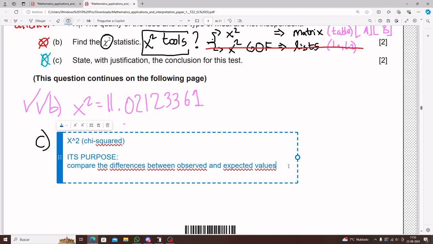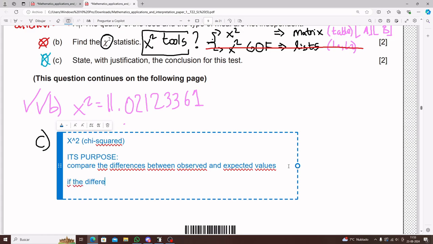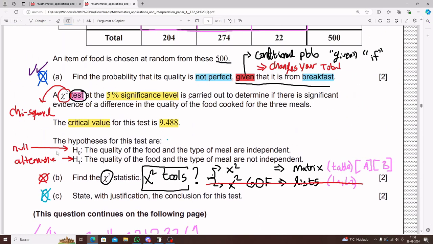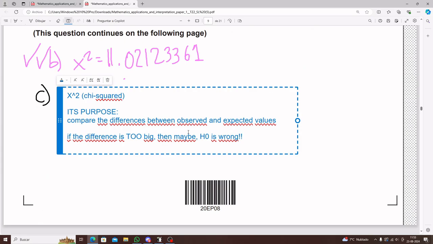So in the chi-squared test, you compare the differences between observed and expected values. If the difference is too big, then maybe H0 is wrong, right? Because let us remember that H0 usually has to do with there is no difference, things are independent, everything's okay. H1 is usually like there's a problem, there's a difference, there is a statistical issue going on, right? So if the difference is too big, then maybe H0 is wrong, okay?